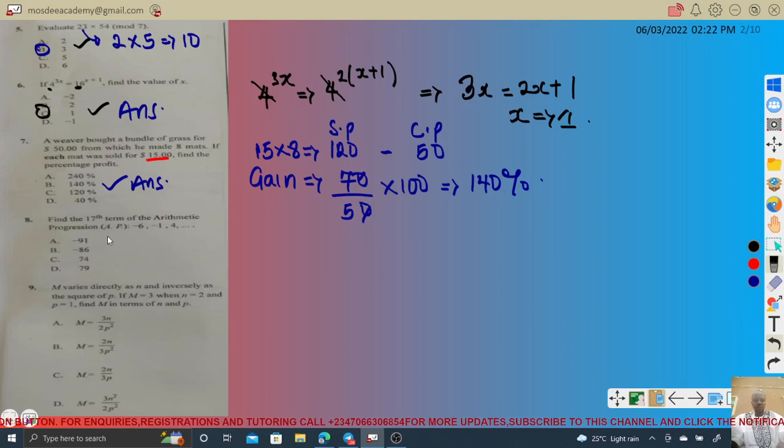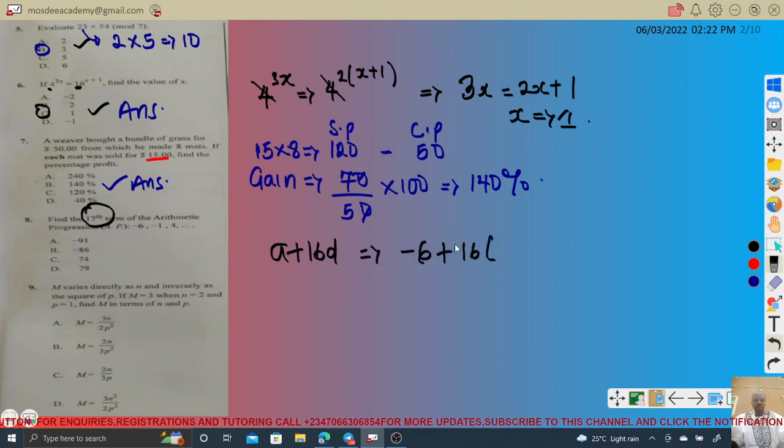We are looking for the 17th term of an AP. From your classes and from our online and offline classes, we know the 17th term of an AP is a plus 16d, where a is the first term. The first term is negative 6 plus 16 times the common difference, which is minus 1 plus 6, because minus and minus are plus. That is 5. I hope students understand that minus 1 plus 6 is 5. So 16 times 5 is 80. Minus 6 plus 80 is positive 74. That will be the answer to this.